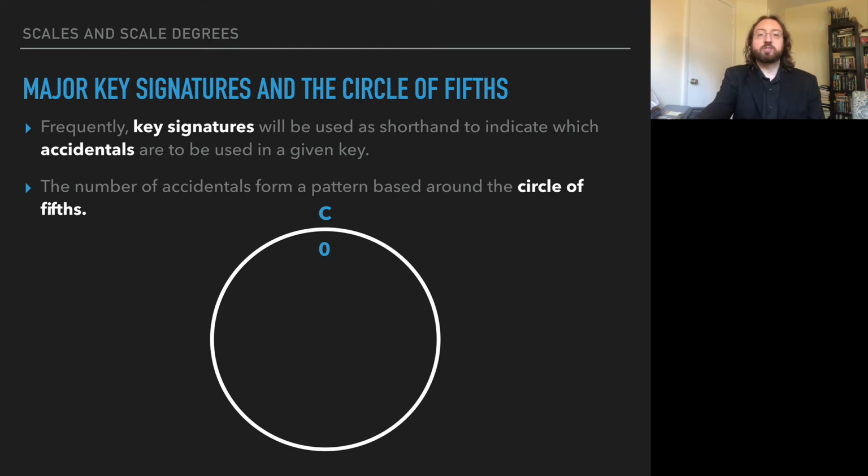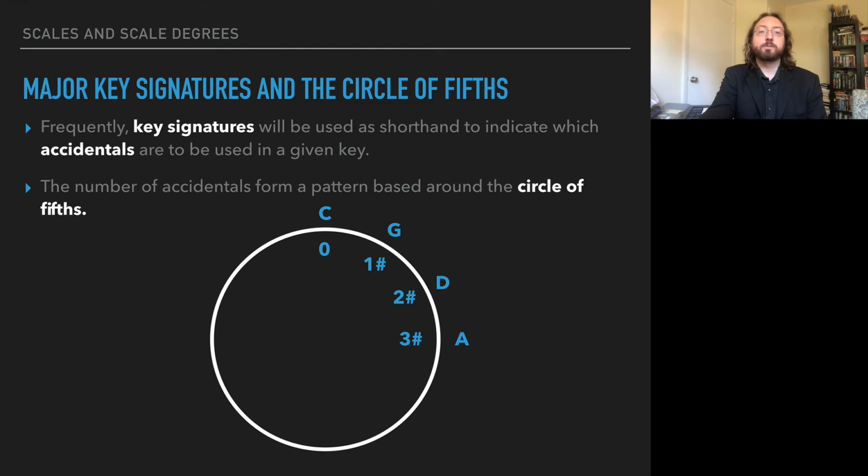So we are going to go C, and we're going to go up a fifth to G, and G is going to have one sharp. And this is going to continue around the clock until we have all 7 sharps present. So a fifth up from G is D. That's going to have 2 sharps. A fifth up from D is A.